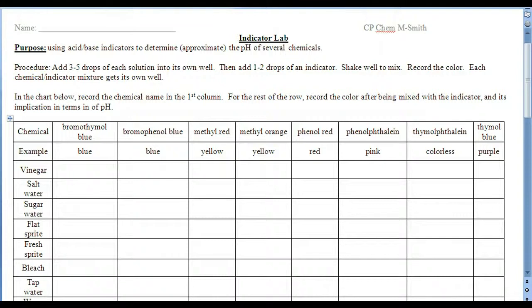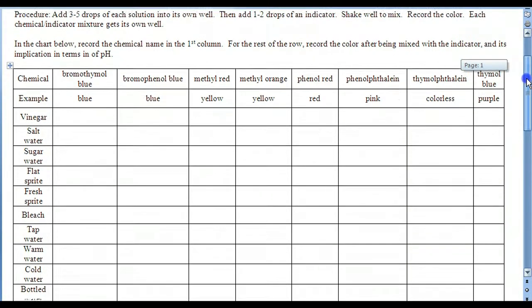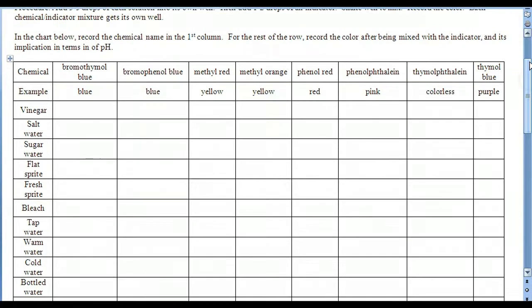So we had a lab in class involving how to get the pH of a variety of liquids. You could do this a number of ways. You could use a pH electrode and just simply dip the pH electrode into the solution and read the numbers off the screen. But one kind of older way is to use chemical indicators.